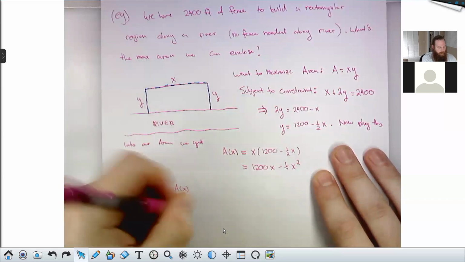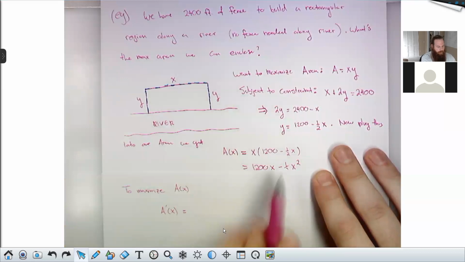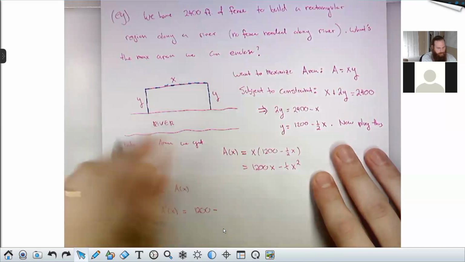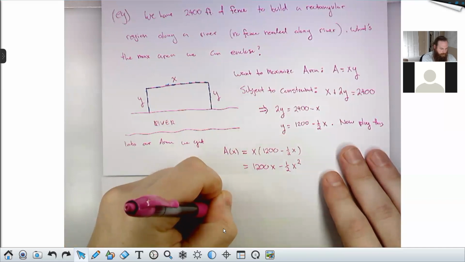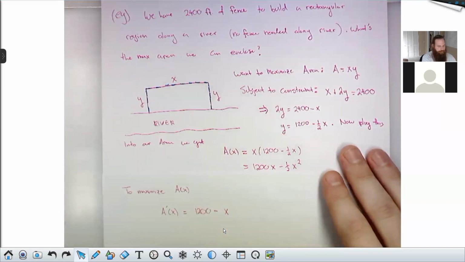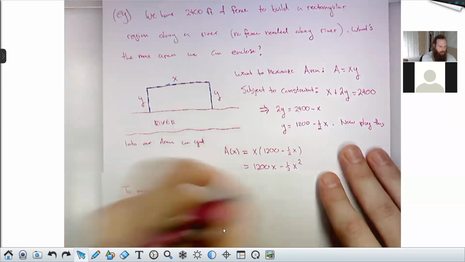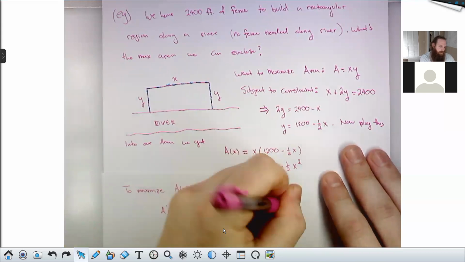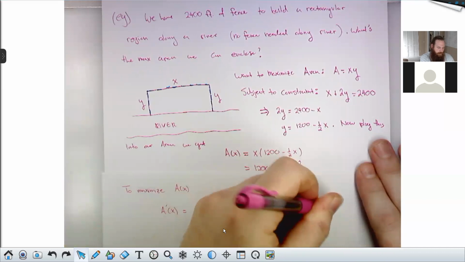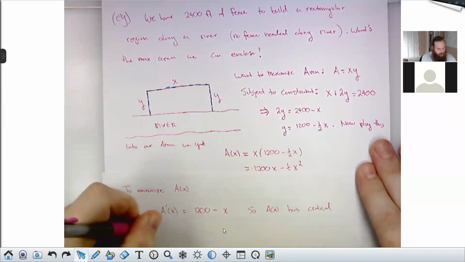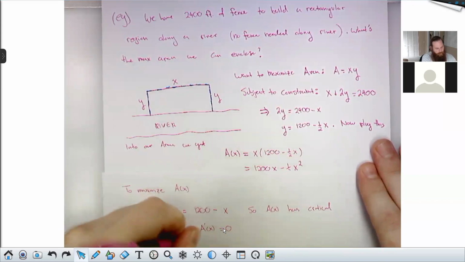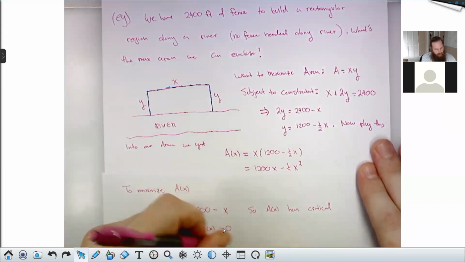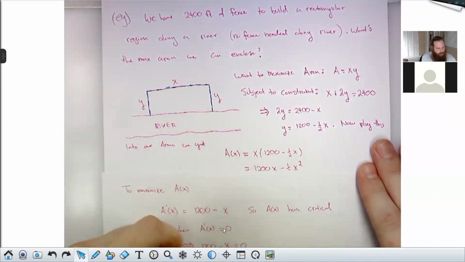We calculate the derivative, A prime. Here the 1200x will differentiate to 1200, minus 1/2 x squared differentiates to just minus 1/2 times 2x, which is x. So A of x has critical numbers, really just one critical number, when A prime of x is equal to 0, which is equivalent to saying 1200 minus x is equal to 0, which is equivalent to saying 1200 is equal to x.